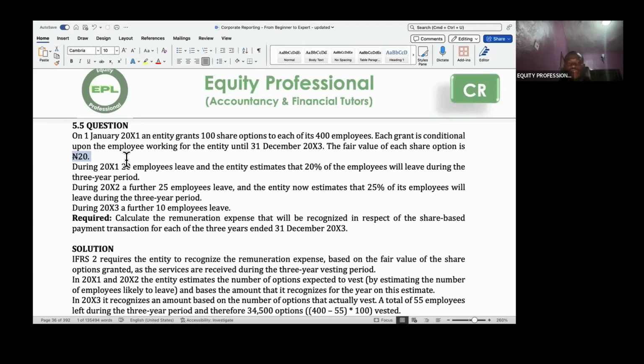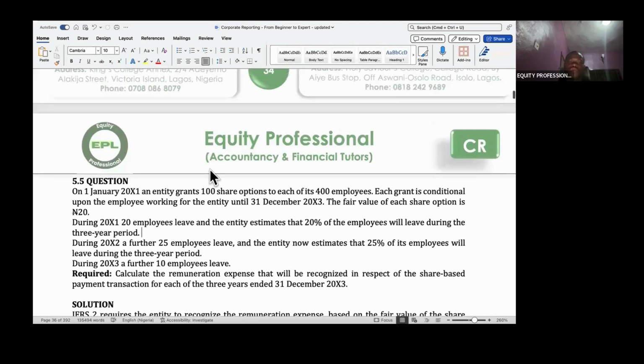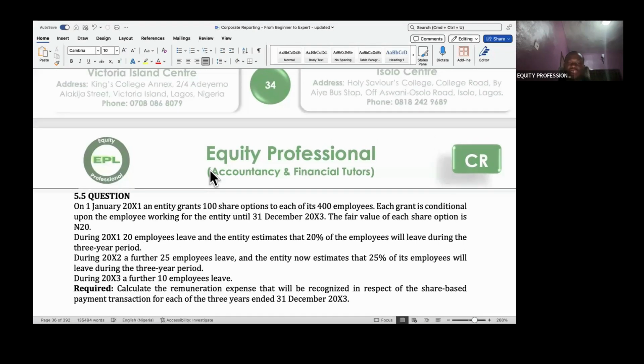It now said during 2001, 20 employees leave, and the entity estimates that 20% of the employees will leave during the 3-year period. So in 2001, how many will vest? I'm asking you. In 2001, how many will vest?